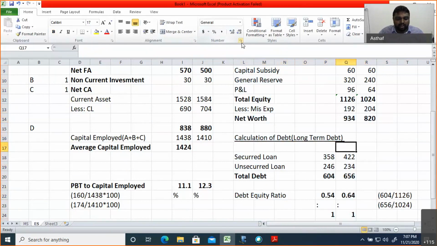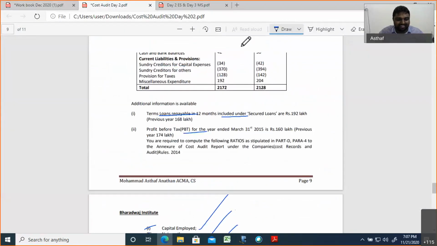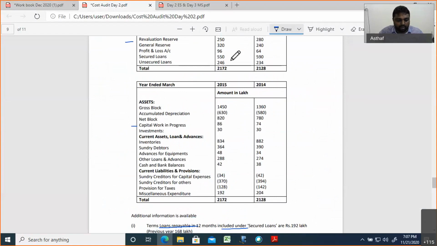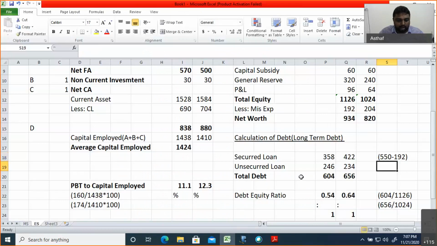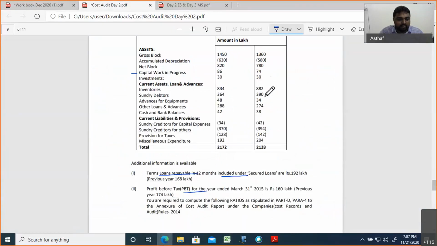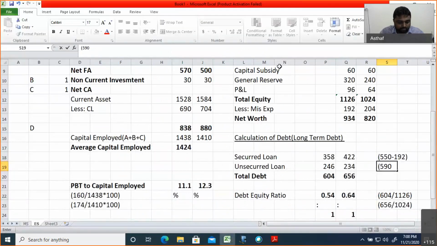Now, how this 358 we found: 550 is in the balance sheet. Look here, in the balance sheet we have 550. But in the question they were telling 198 is current year. So 550 minus 198. Similarly, the next year they mentioned 590 minus 168. So hope all your doubts are clarified. Some friends had some doubt, so hope all your doubts are clarified. So you can just copy.